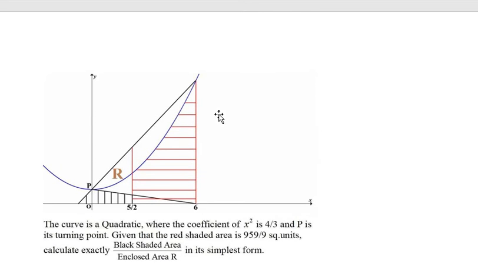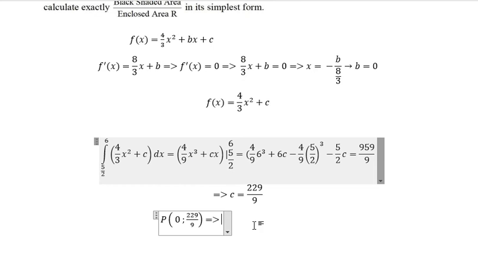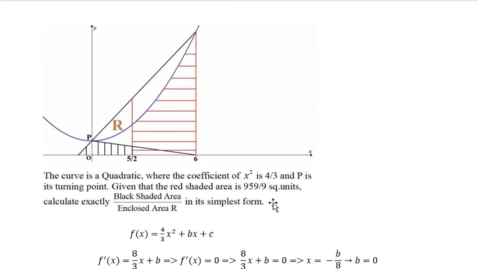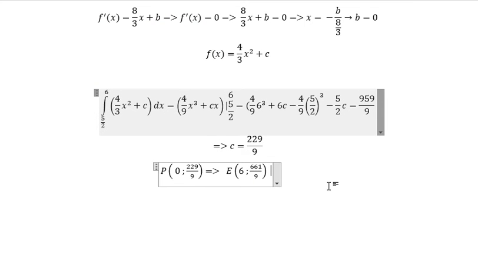We can find the point where x equal to 6. We call that point E, which is 6 and 661 over 9. And we have this point, 6 and 0, which is F.